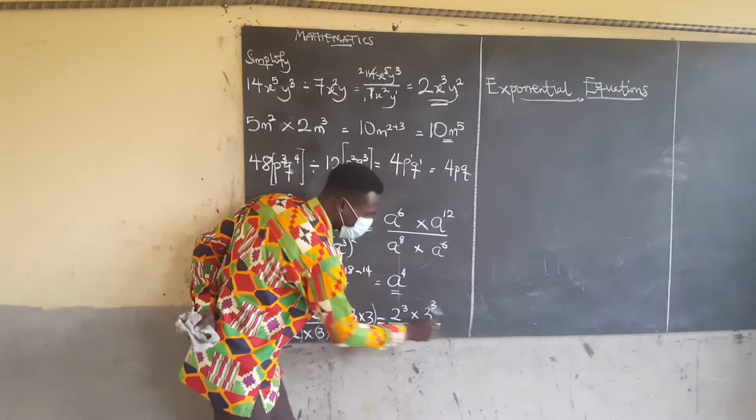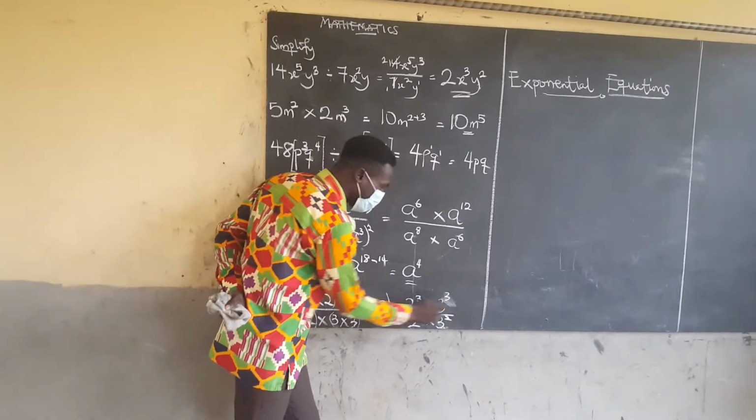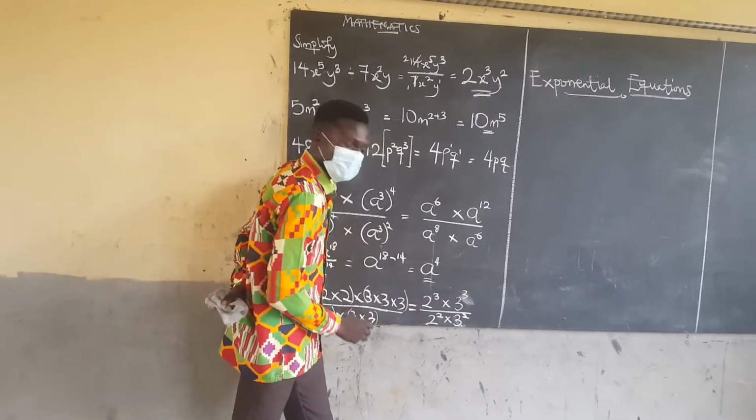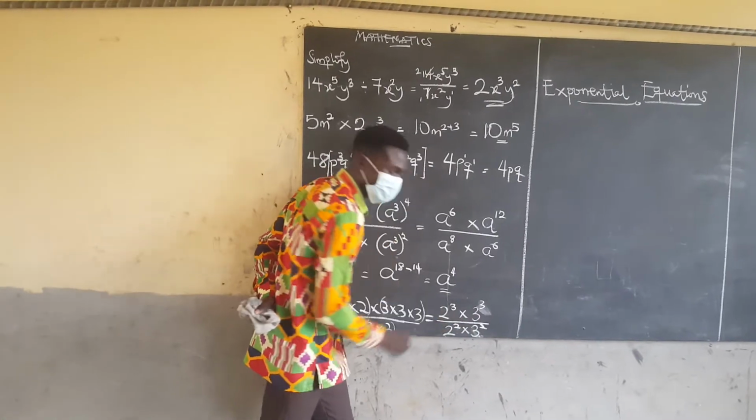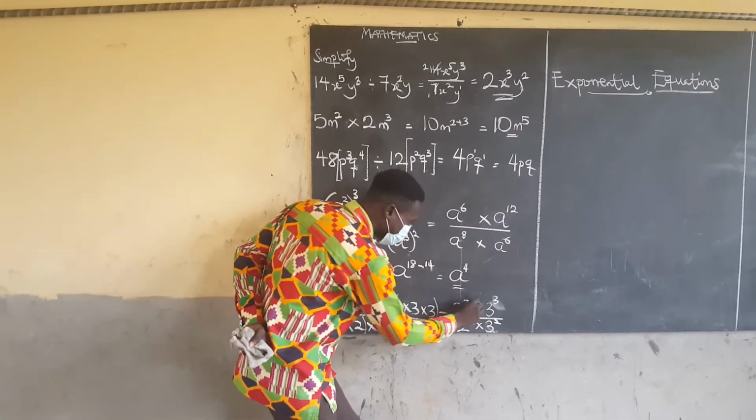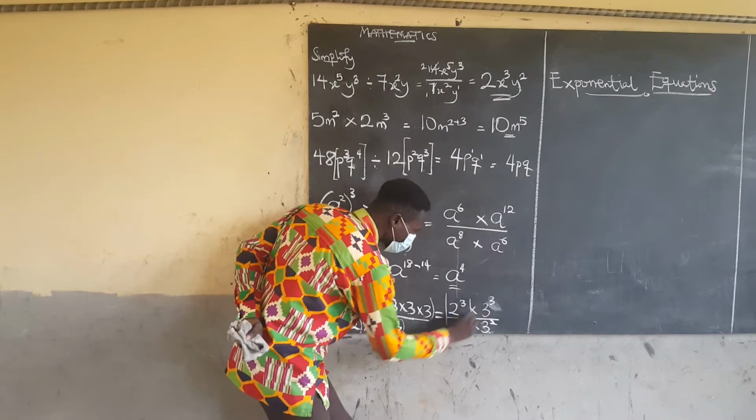From here, we cannot multiply this way because the bases here are not the same. But we can divide it this way.